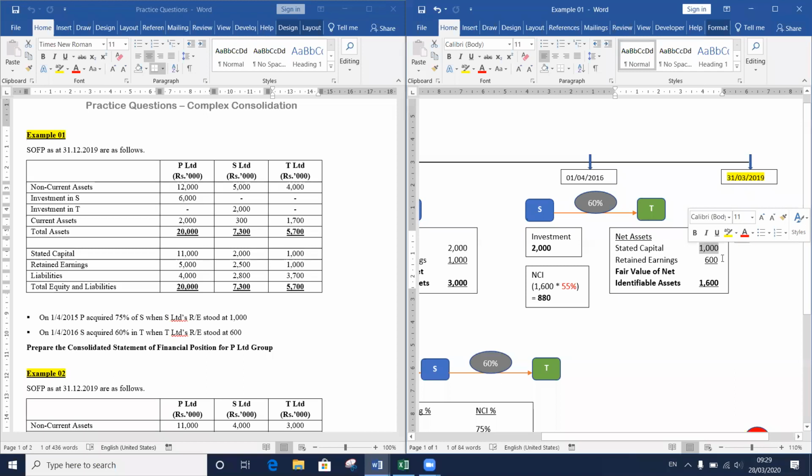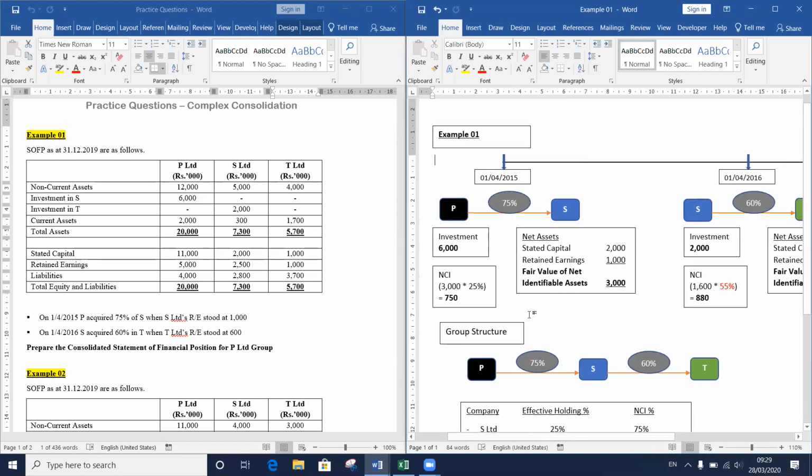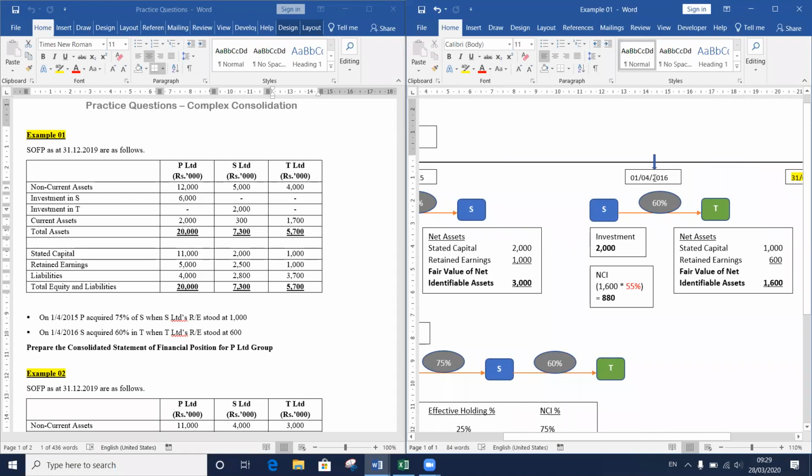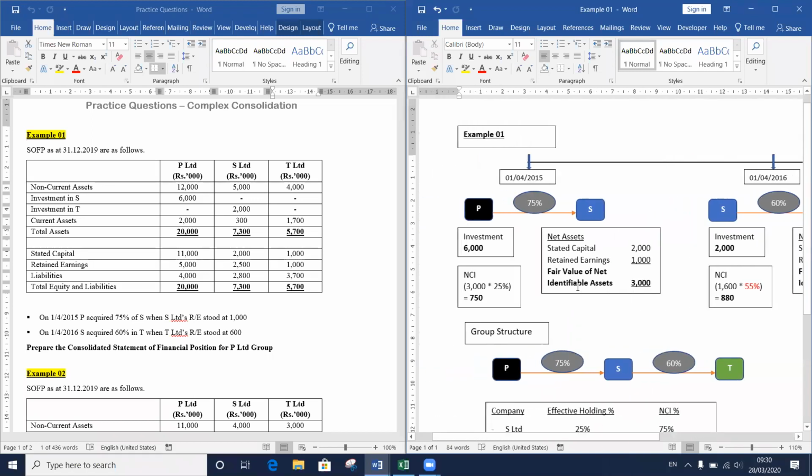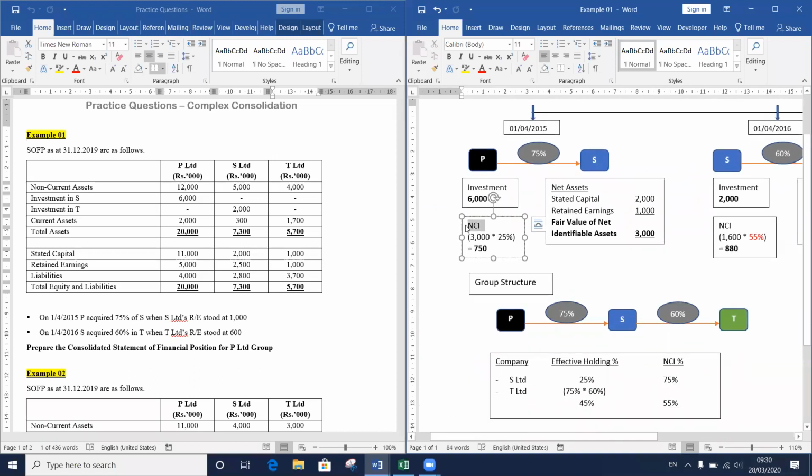Clear. So we need to know, once a sum is given, when each transaction happened, who acquired, what percentage, how much the investment was, and what the net assets were on the acquisition date. Right, and then apart from that we need to determine the NCI value as well.